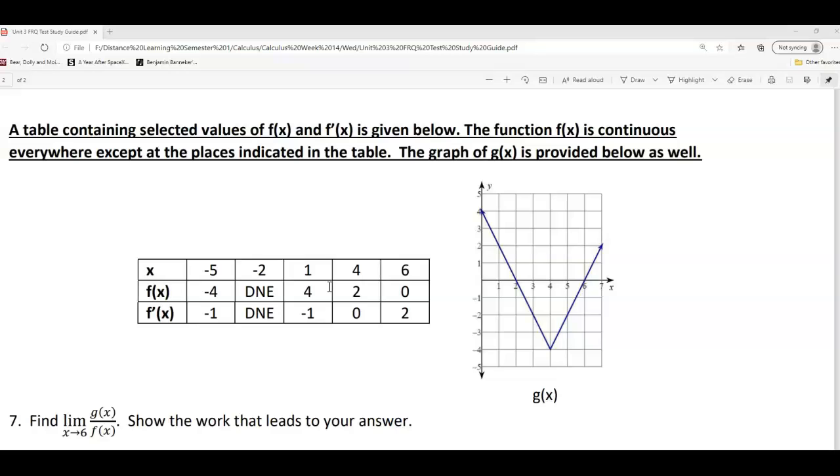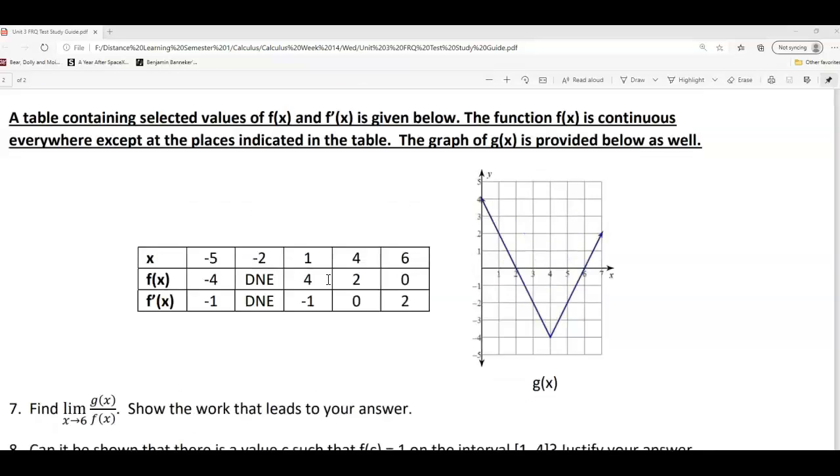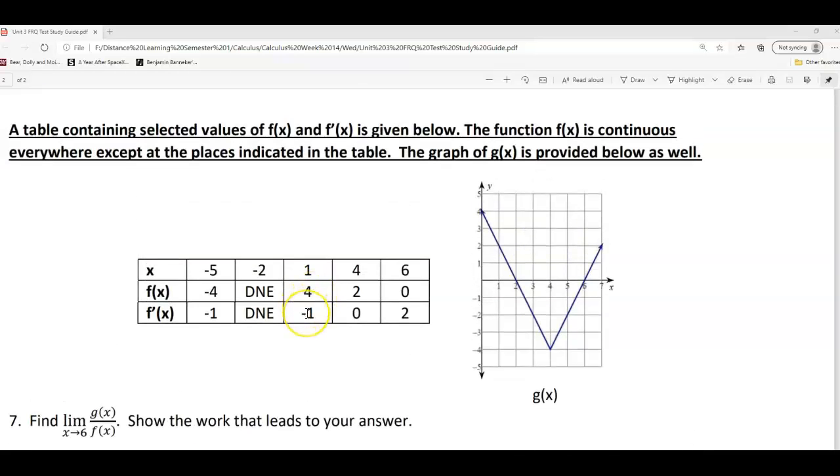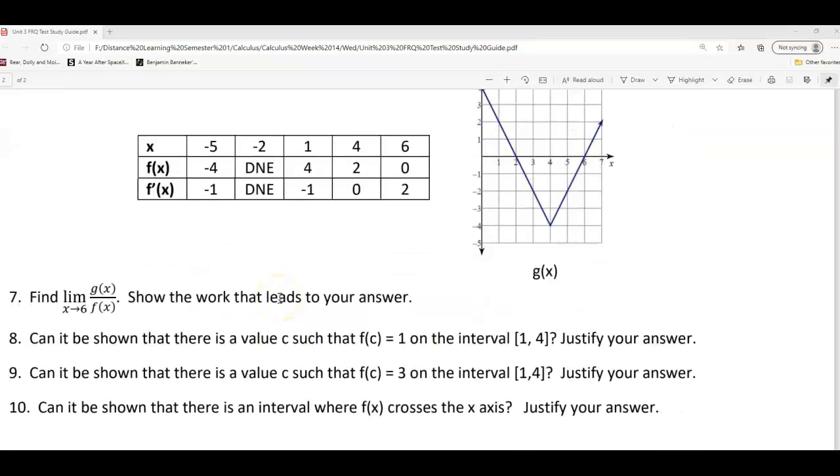Okay, here we go. A table containing selected values of f and f prime is given below. The function f of x is continuous everywhere except at the places indicated in the table. The graph of g is provided below as well. All right. So this function is continuous everywhere except at x equals -2. Okay, so we'll keep that in mind. All right, so let's take a look at number 7, and we'll see what it is.